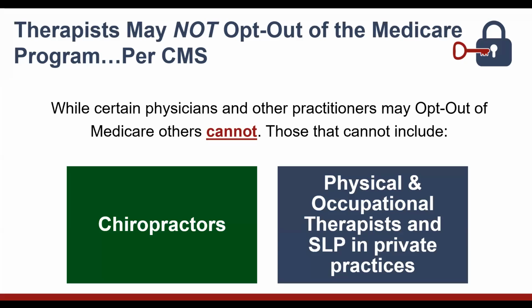Opting out is not the same as not participating. Opting out has to do with physicians and a few other practitioners. They have a separate contract, and Medicare has gone on record in writing saying this does not apply to chiropractors or to any physical, occupational, or speech and language therapists.